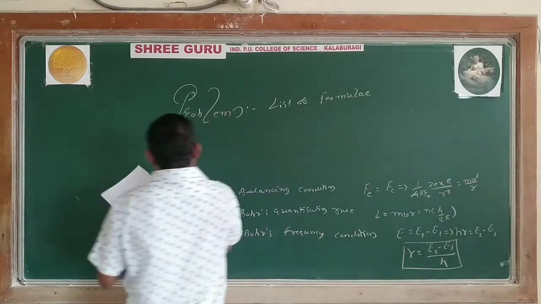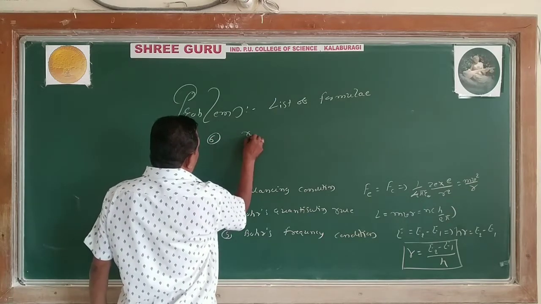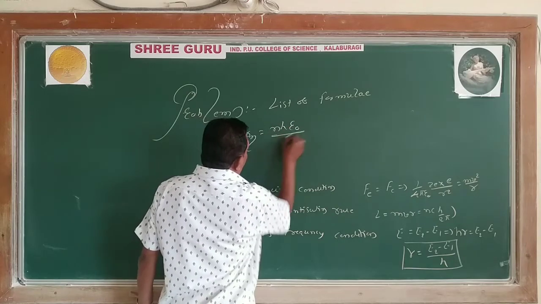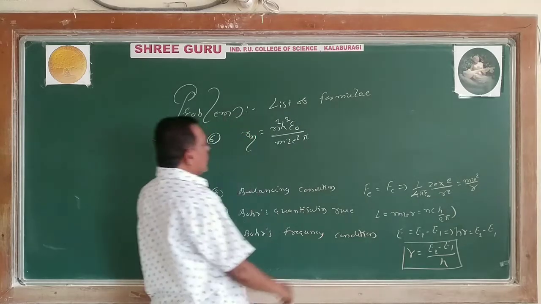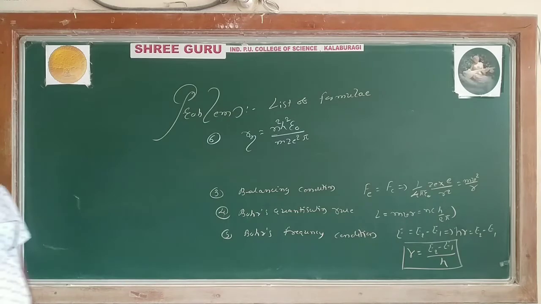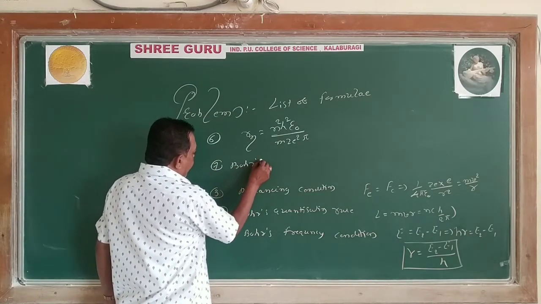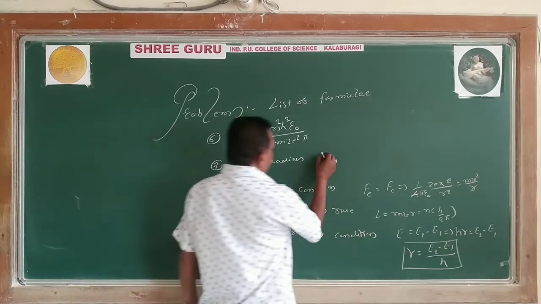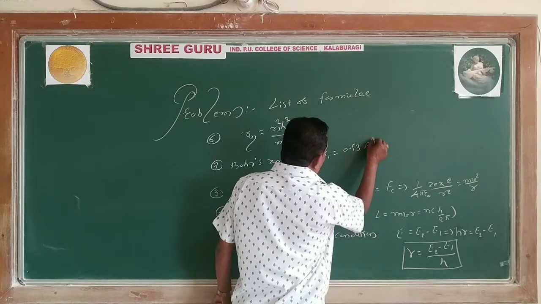The sixth equation is the nth orbital radius. Rn is equal to n square h square epsilon naught divided by pi m Z e square. If you go for Bohr's radius for the hydrogen atom, the first orbital radius is called Bohr's radius, which is 0.53 angstrom.